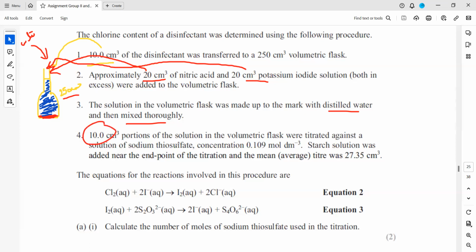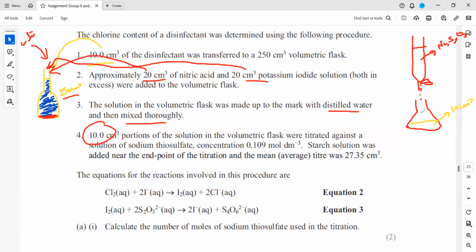Then only a 10 cm cube portion of the solution in the volumetric flask was titrated. So out of this 250, we took only 10 cm cube for titration purposes. We made a dilute solution, and after that we took out only 10 cm cube of that sample. And the burette was filled with sodium thiosulfate solution, Na2S2O3.